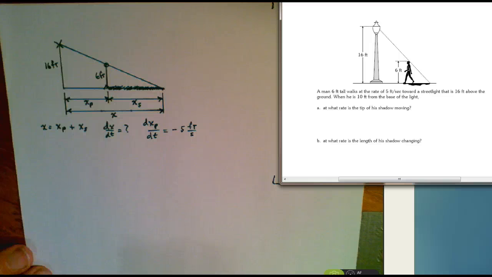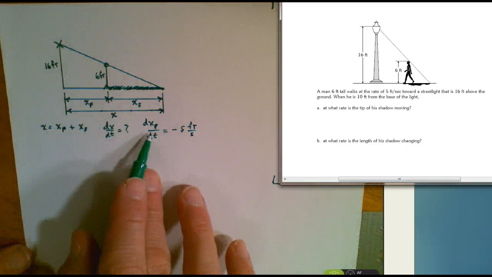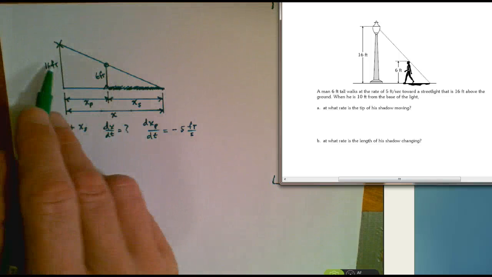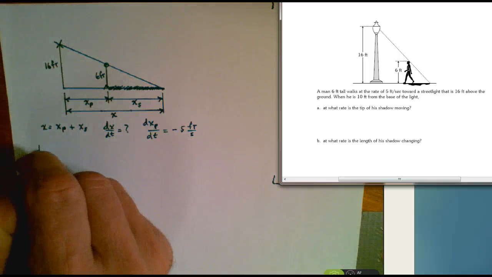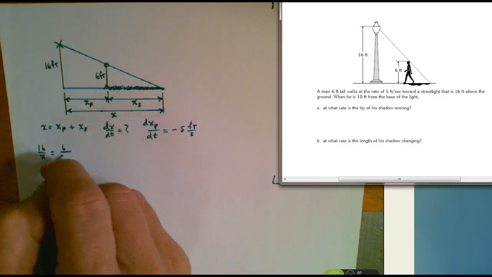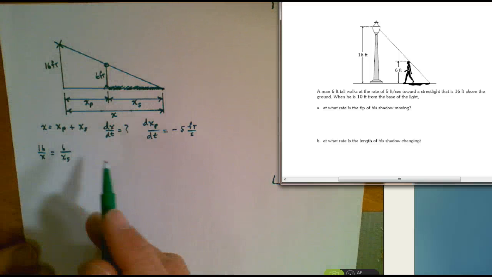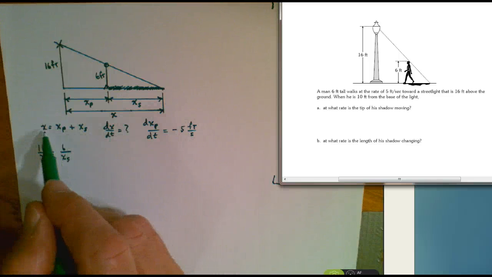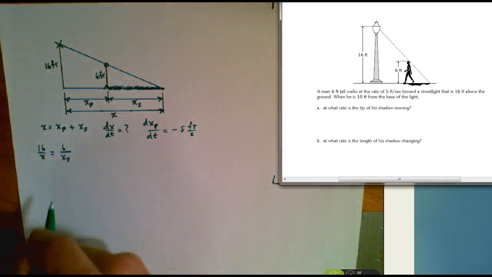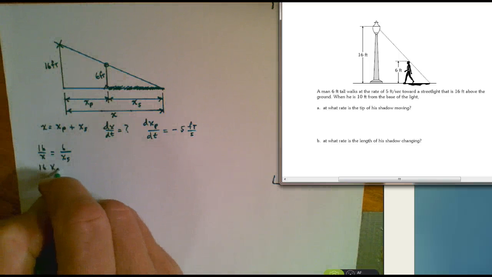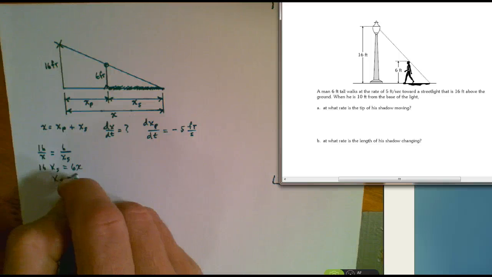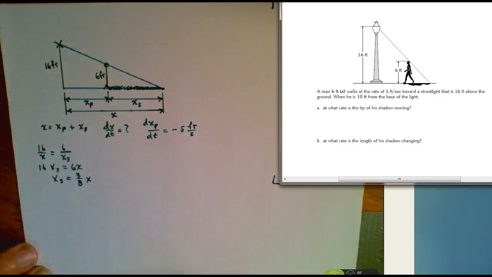So our goal is now to find a relationship between x and just x sub p. Now there's another equation that we can use, which will involve similar triangles. We know that 16 is to the big part of the triangle, so I could write 16 is to x as the height 6 feet is to x sub s. Now if we realize in this first equation here, we want to solve for dx dt, so therefore we might want to get x sub s out of here. And to do that, let's solve this equation for x sub s, first by cross multiplying, and then by isolating, we see that x sub s is equal to 3/8 x with simplification.